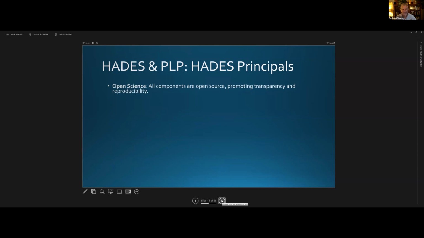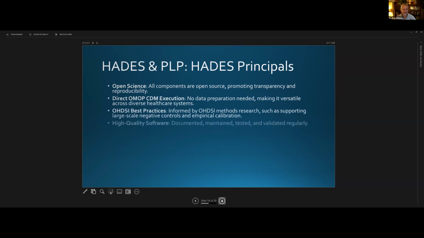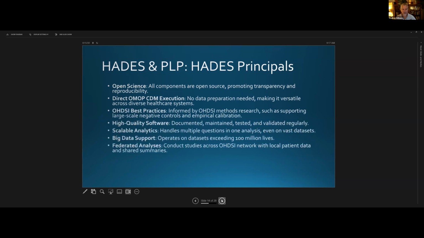The way in which patient level prediction or any kind of prediction task is handled through a set of tools has some corollary to what we're doing by extending the common data model and the analytics ecosystem I've just described. So I'm not going to go into too much depth, but these are just the principles used in the Hades, so Odyssey.